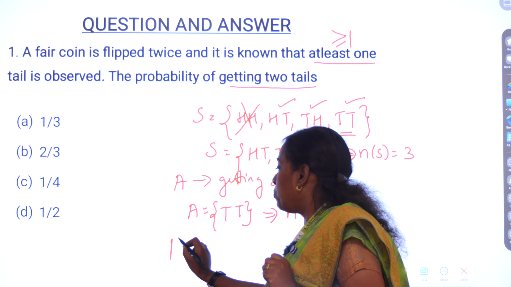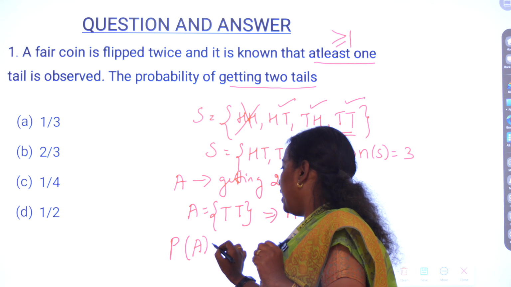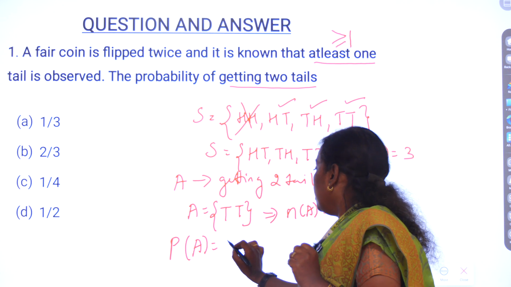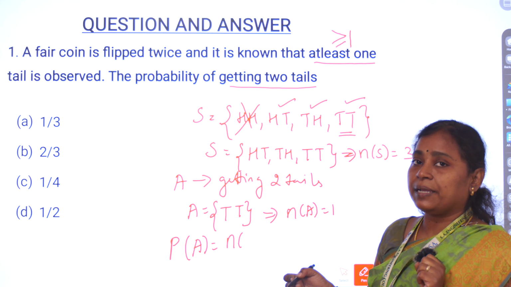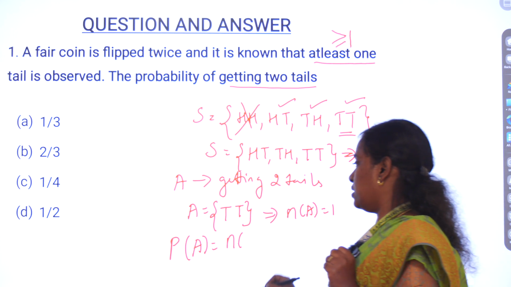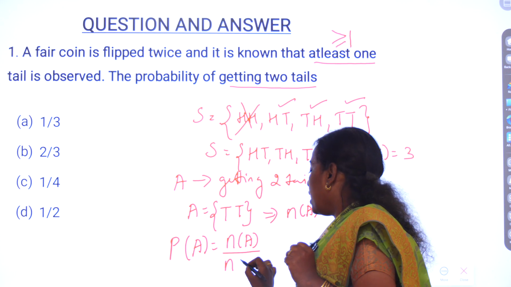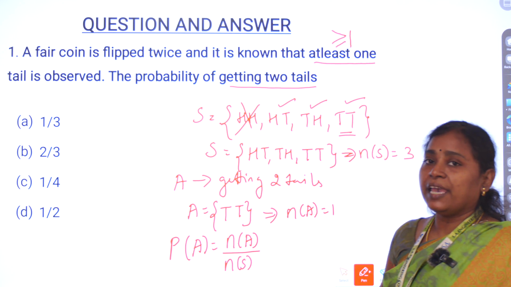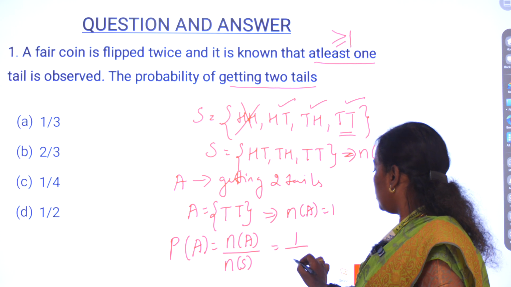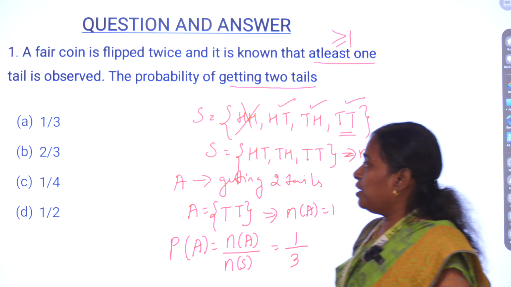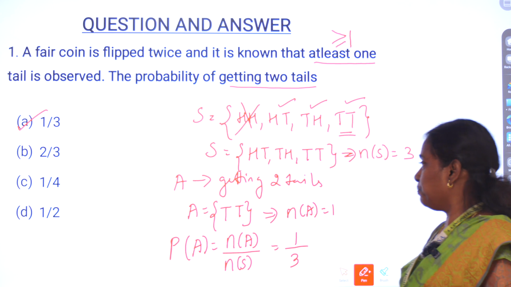Now let us find the probability of getting two tails, which is P of A. And P of A, the formula is favorable number of cases divided by the exhaustive number of cases. Favorable number of cases is denoted by N of A and exhaustive number of cases is denoted by N of S. So N of A is 1, N of S is 3. So here option A, 1 by 3, is the correct answer.